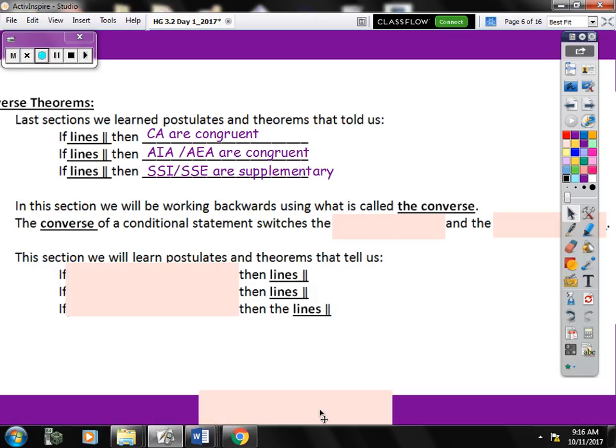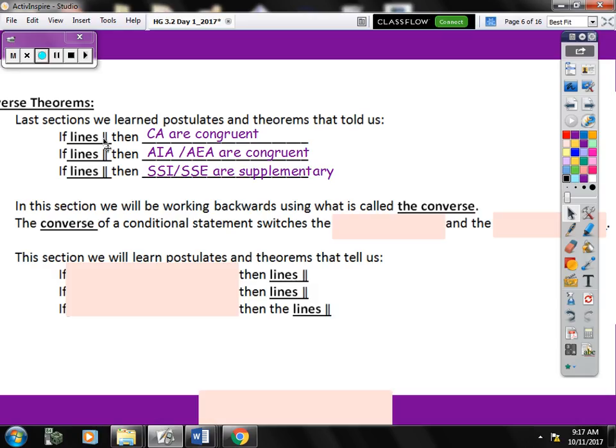So if you remember earlier in chapter 2, we did all those sentences where we were like, if it is period 2, then I'm in honors geometry. And then we would switch it and find the converse: if I'm in honors geometry, then I'm in period 2. That's what you're going to do with these. These are conditional statements. These are if-thens.